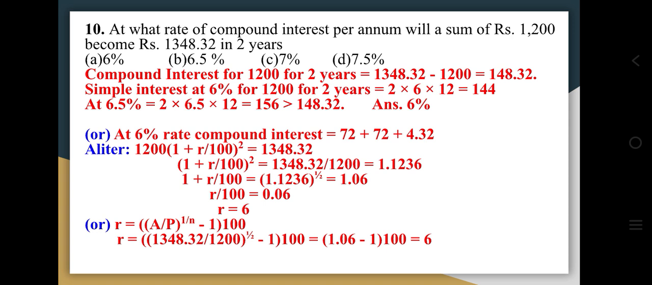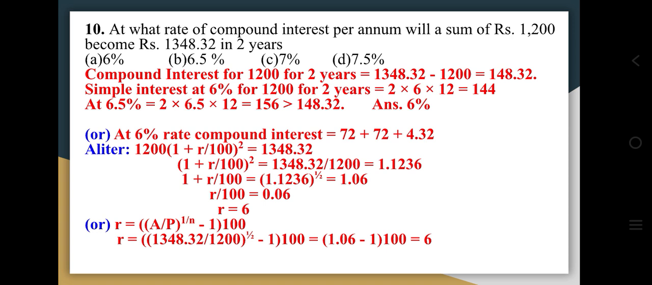If simple interest at 6.5% for 2 years is more than 148.32, definitely 7% and 7.5% are also more than 148.32. So the only simple interest which is less than 148.32 is 6% rate. So 6% rate is the correct answer.